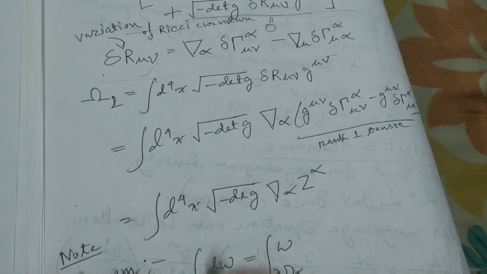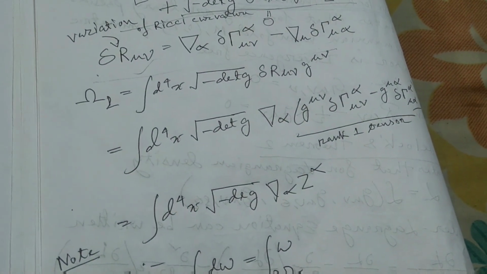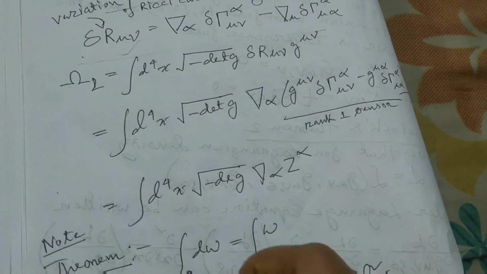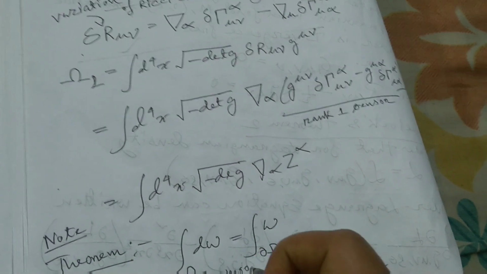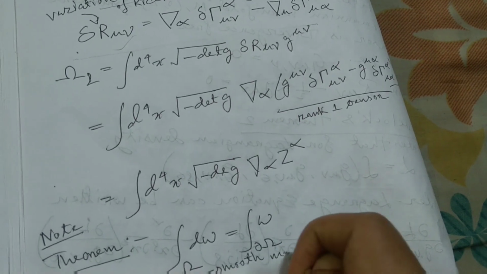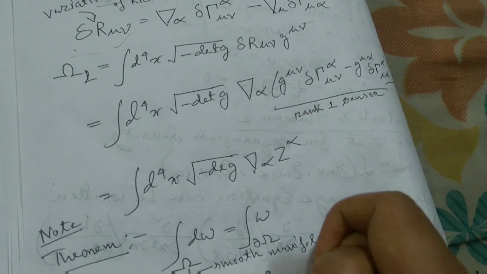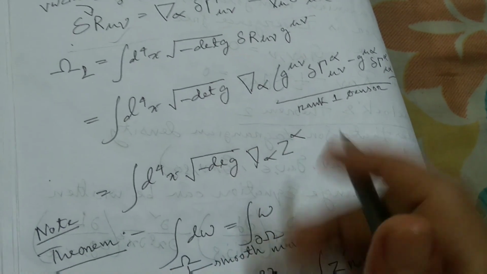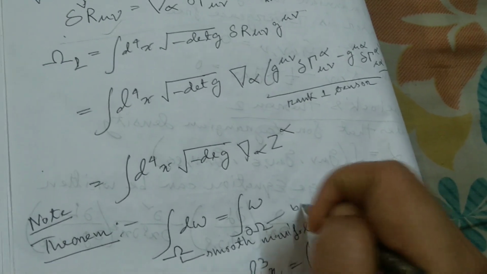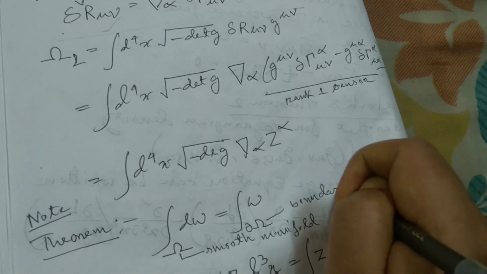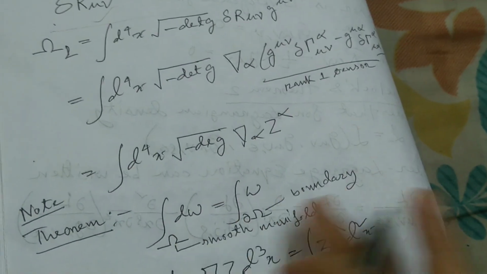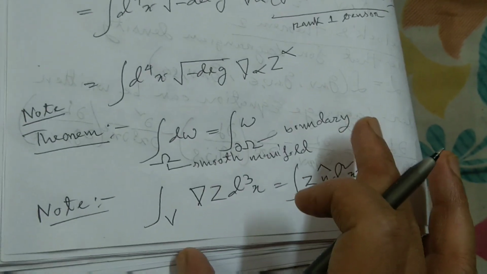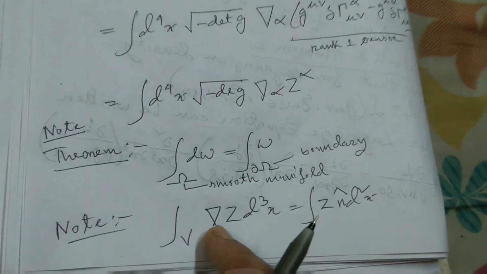So I use a few theorems. The theorem is: omega is a smooth manifold, with boundary. This is the boundary, and omega is a smooth compact form. Another fact is the Stokes theorem.